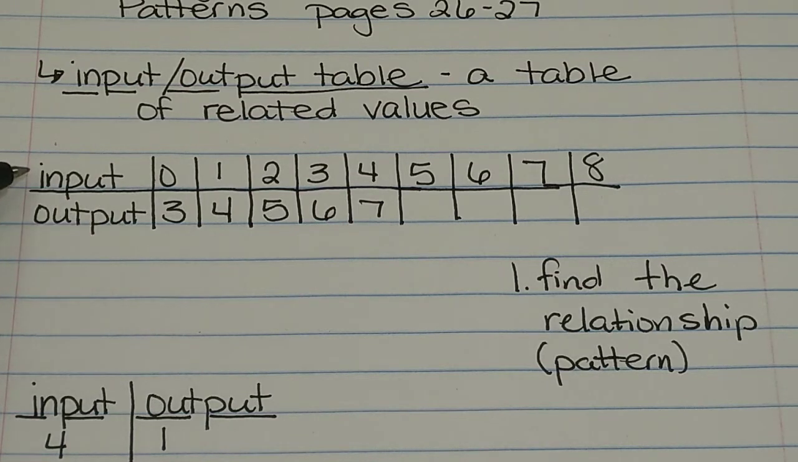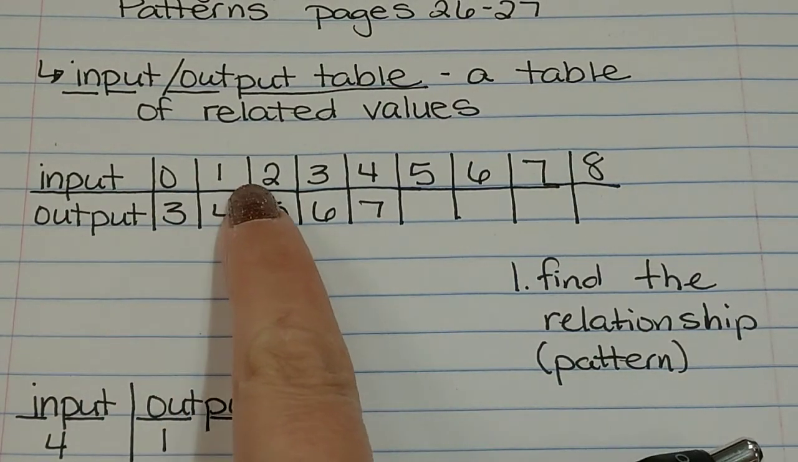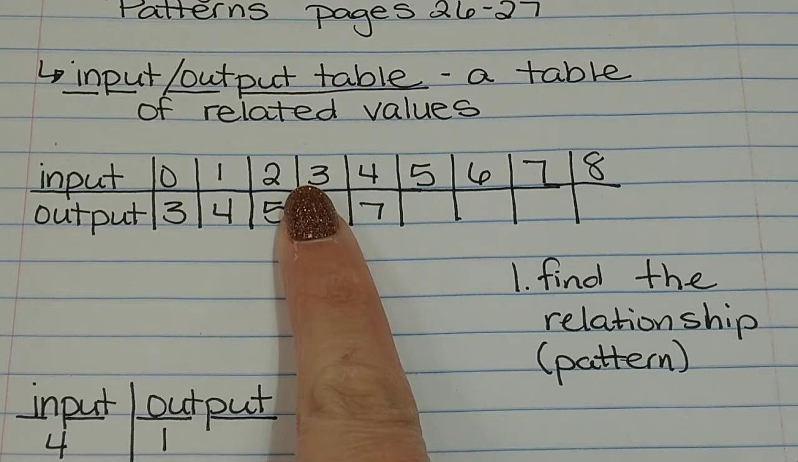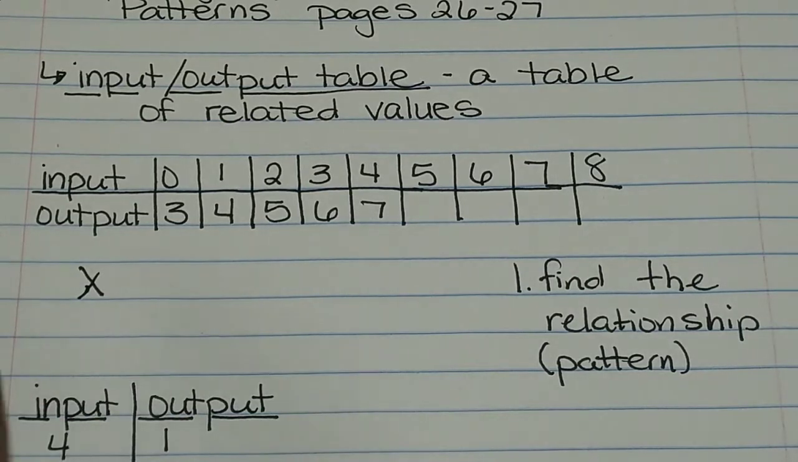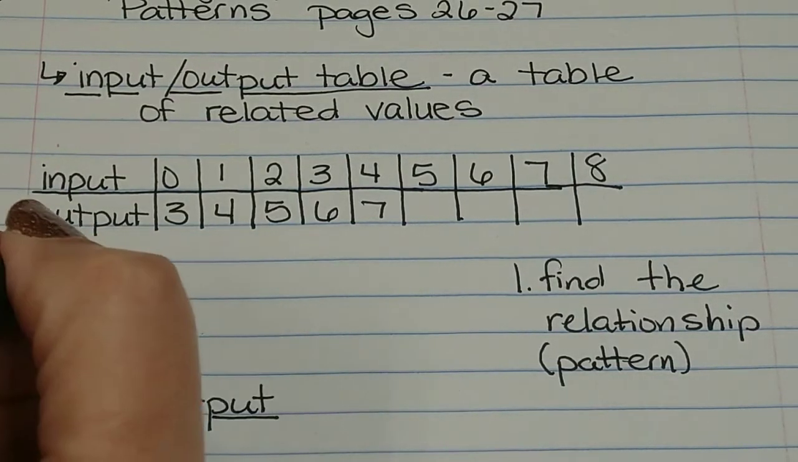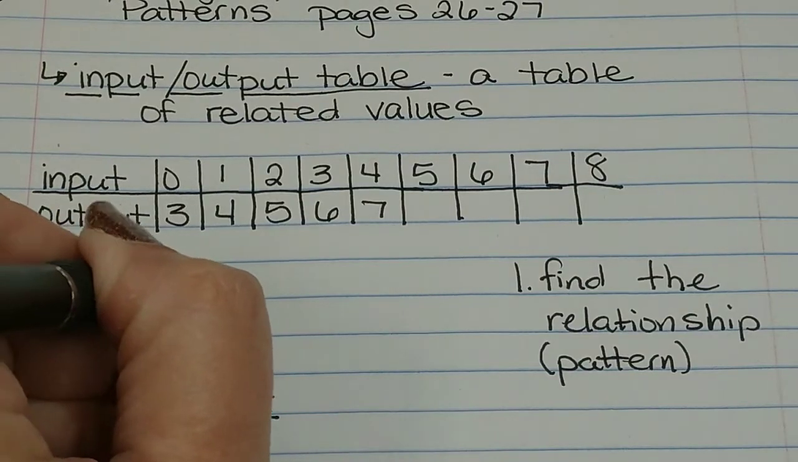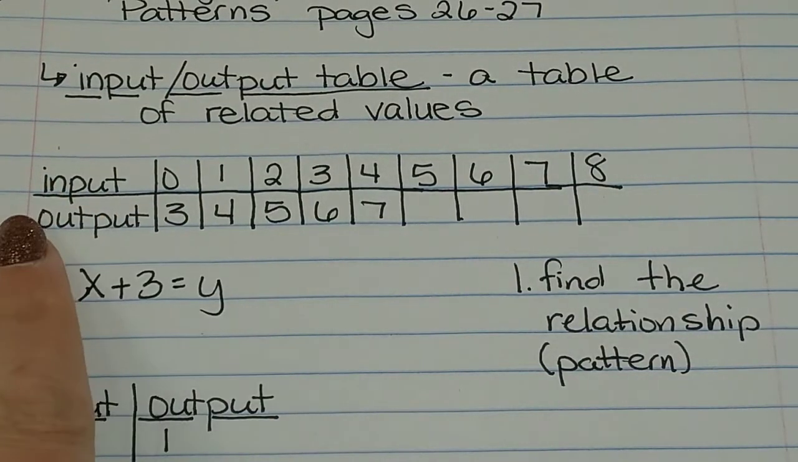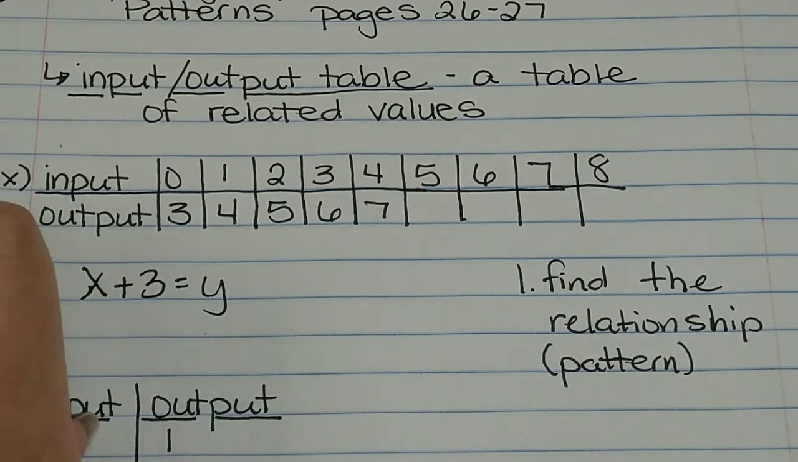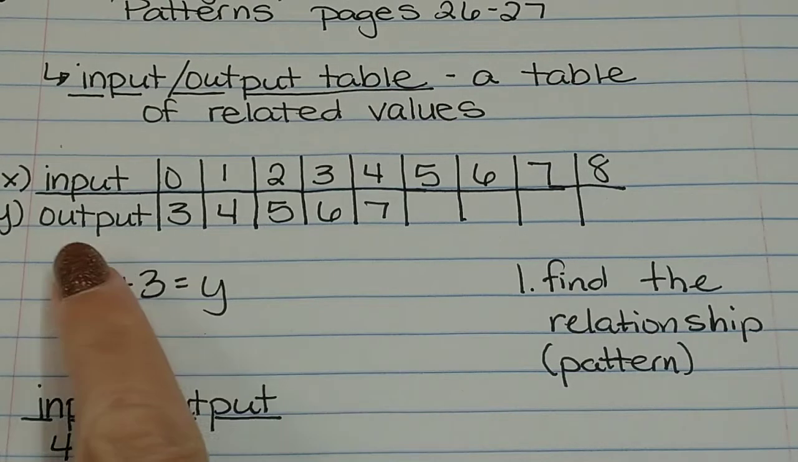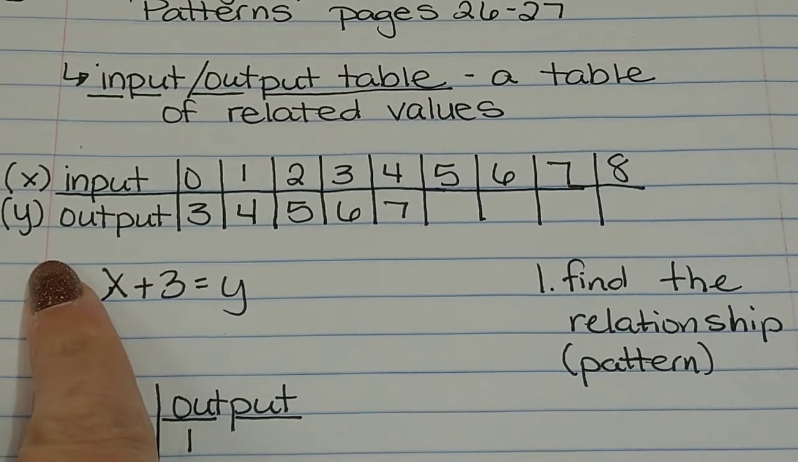Think of it like a machine. You put something into a machine on one side, something happens within the machine, and it outputs another number. So if I'm looking at this, the number at the top changes each time, so I'm going to use a variable to represent it. Let's use x. So now I'm going to say x plus 3 equals y. If I think of my input as x and my output as y, then I can solve to find the unknowns.